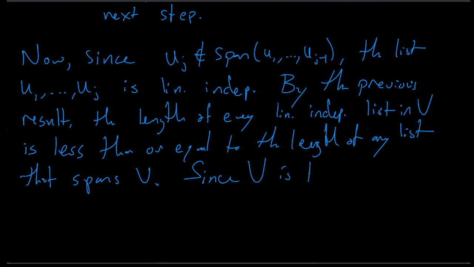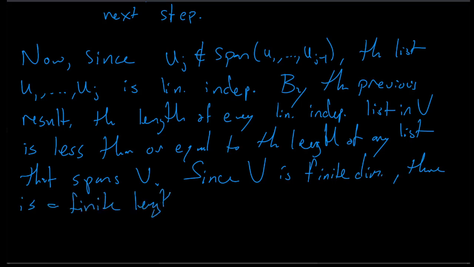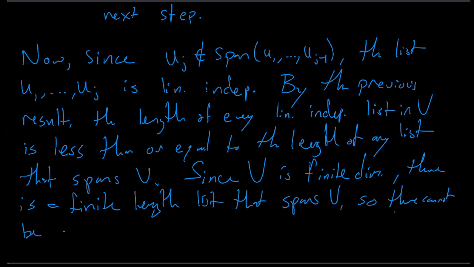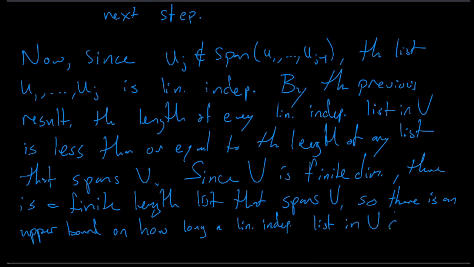Since V is finite dimensional, there is a finite length list that spans V. We've actually said that all lists are finite length, but just to really highlight that, there's a list that spans V. So there is an upper bound on how long a linearly independent list in V can be.